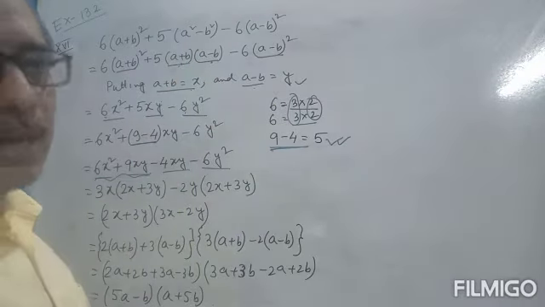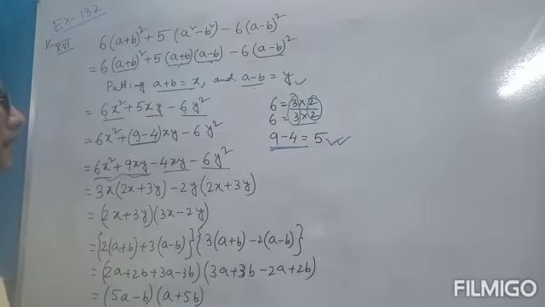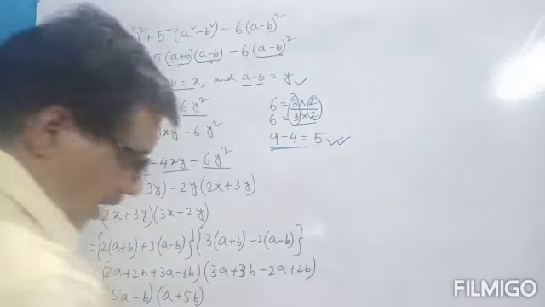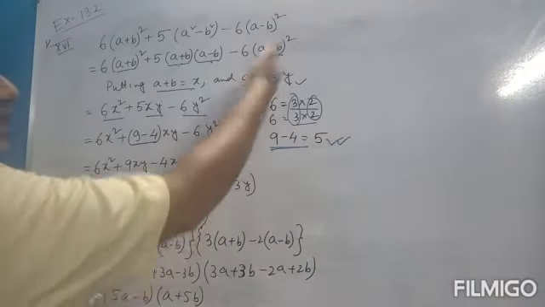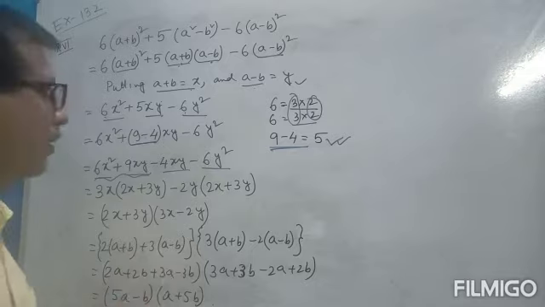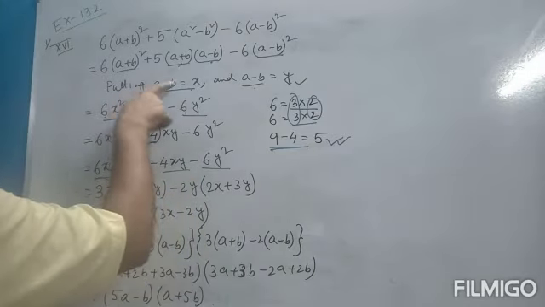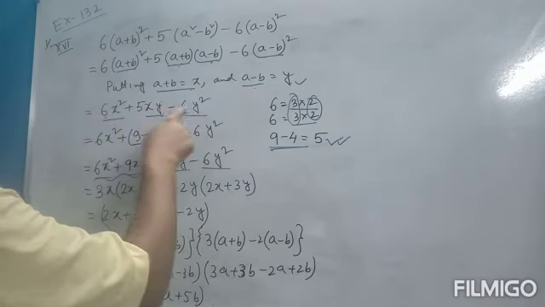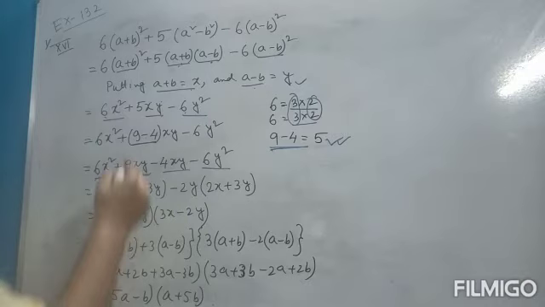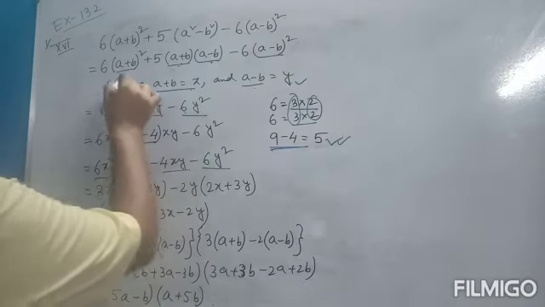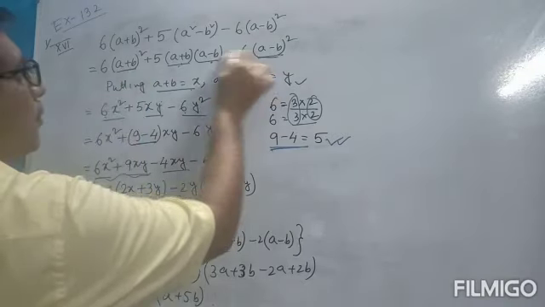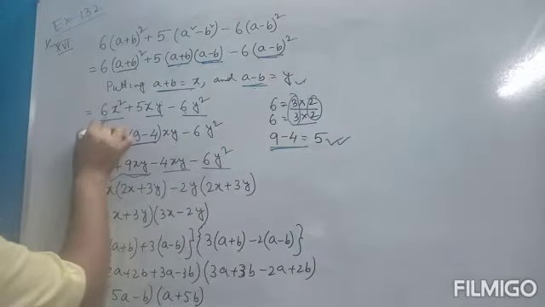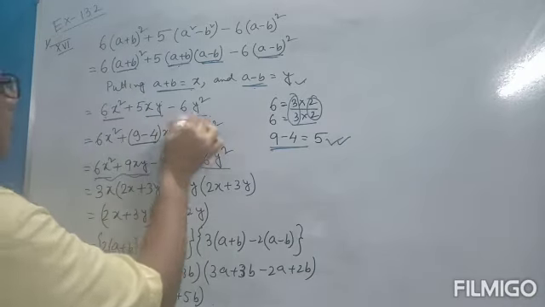Now if we substitute these two values, a plus b is equal to x and a minus b is equal to y, you can choose any other variable also. If a plus b is equal to p and a minus b is equal to q, then no problem at all. Clear? So if we put x and y here, we get 6x square plus 5xy minus 6y square.